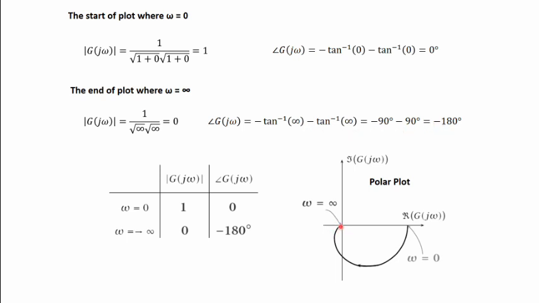So this is minus 180. So the plot will start from here with omega equal to 0 and it will terminate at the origin. Here it is clear that the plot is cutting the negative imaginary axis. So naturally we have to find out this particular value by rationalizing the transfer function.